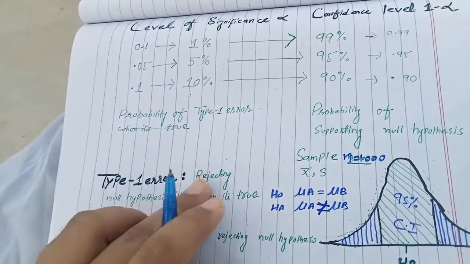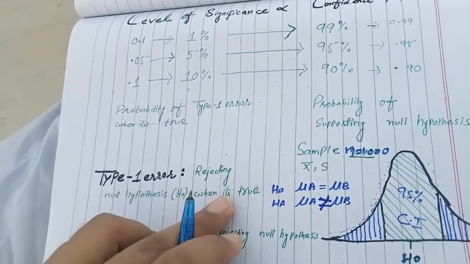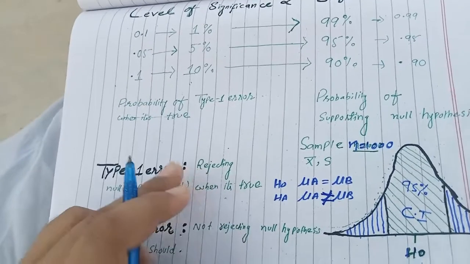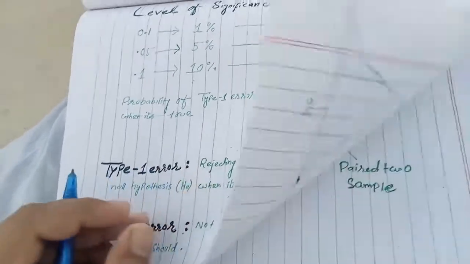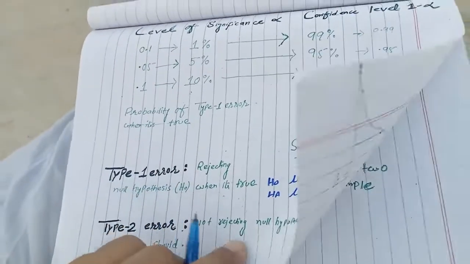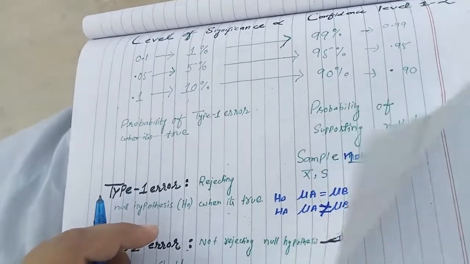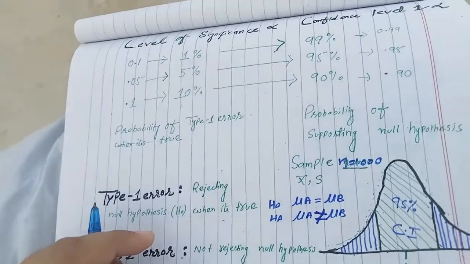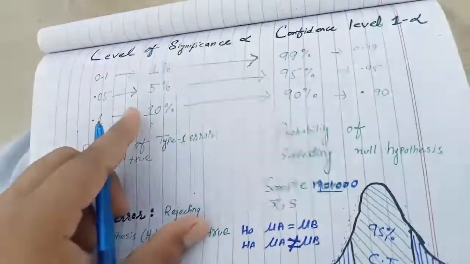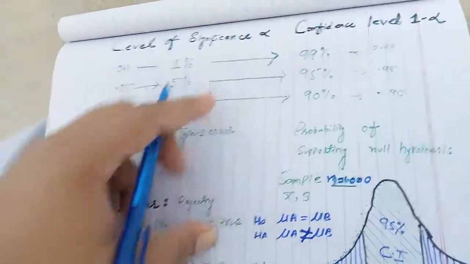So that is the type 1 error and type 2 error. A type 1 error is rejecting the null hypothesis when it's true, when we shouldn't be rejecting it. And a type 2 error is not rejecting the null hypothesis when we should. Basically, we express this as a percentage in terms of the null hypothesis.